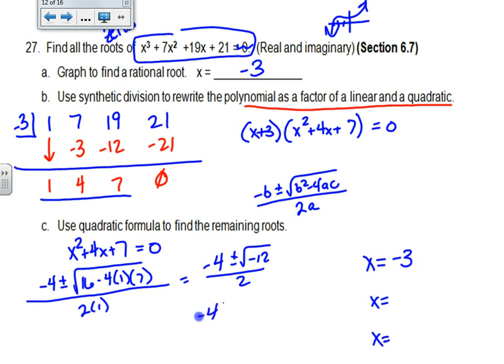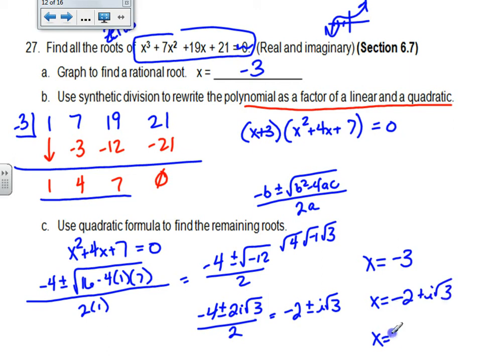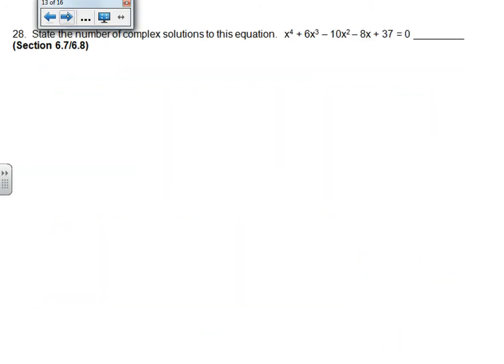So we have negative 4 plus and minus. If I break down negative 12, it's 4 times negative 1 times 3. So that gives me plus and minus 2i square root of 3 all over 2. And then remember, everything here has to be divided by the 2. So I end up with negative 2 plus and minus 1i square root of 3. So this technically is my other two answers: negative 2 plus i square root of 3 and negative 2 minus i square root of 3. Pretty gross. Ugh. You need to know the quadratic formula. It will not be given to you.